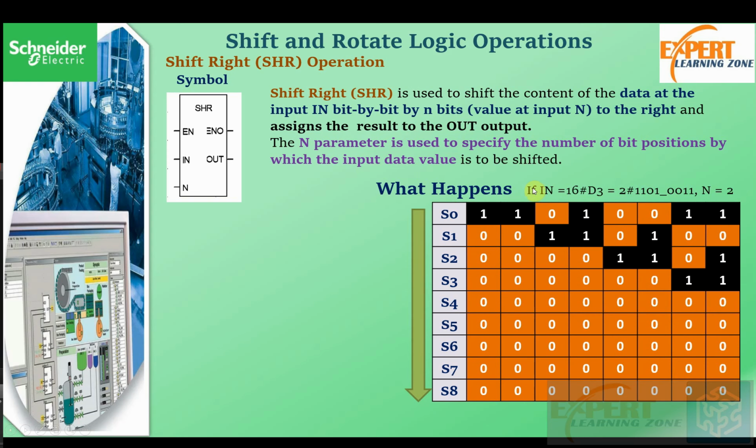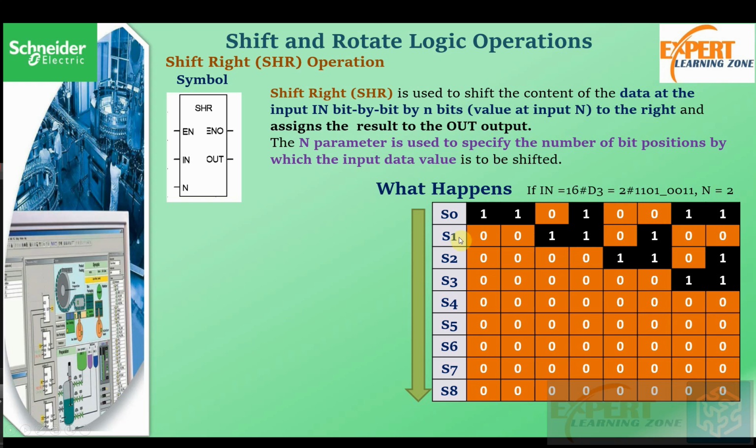So as an example, we have this data. Let's suppose we have this data at the input, that is hexadecimal D3, which corresponds to binary 1101 0011. And we want to shift it to the right by 2 places. Okay. So this is our data. This way no shift has occurred here. Our data is still 1101 0011.